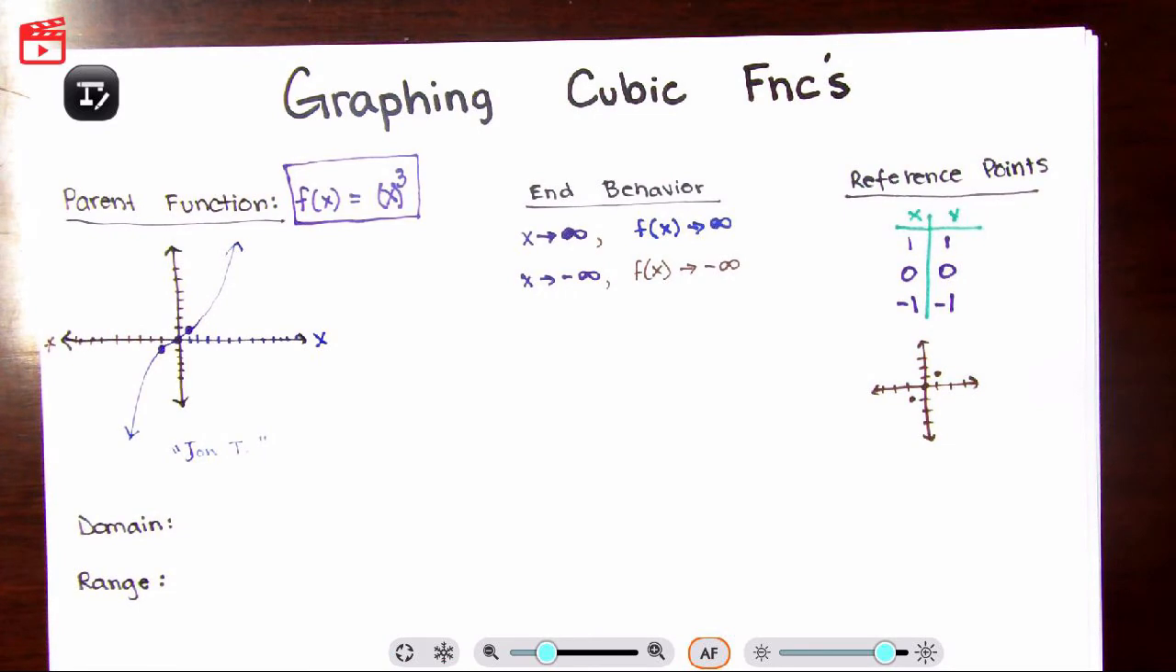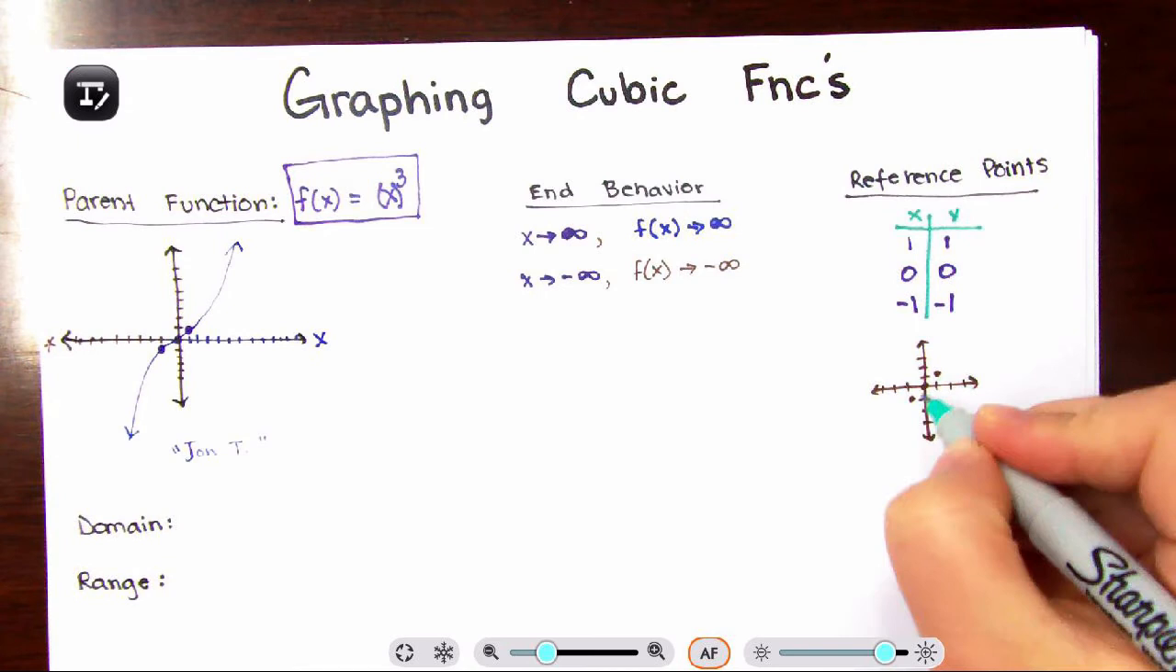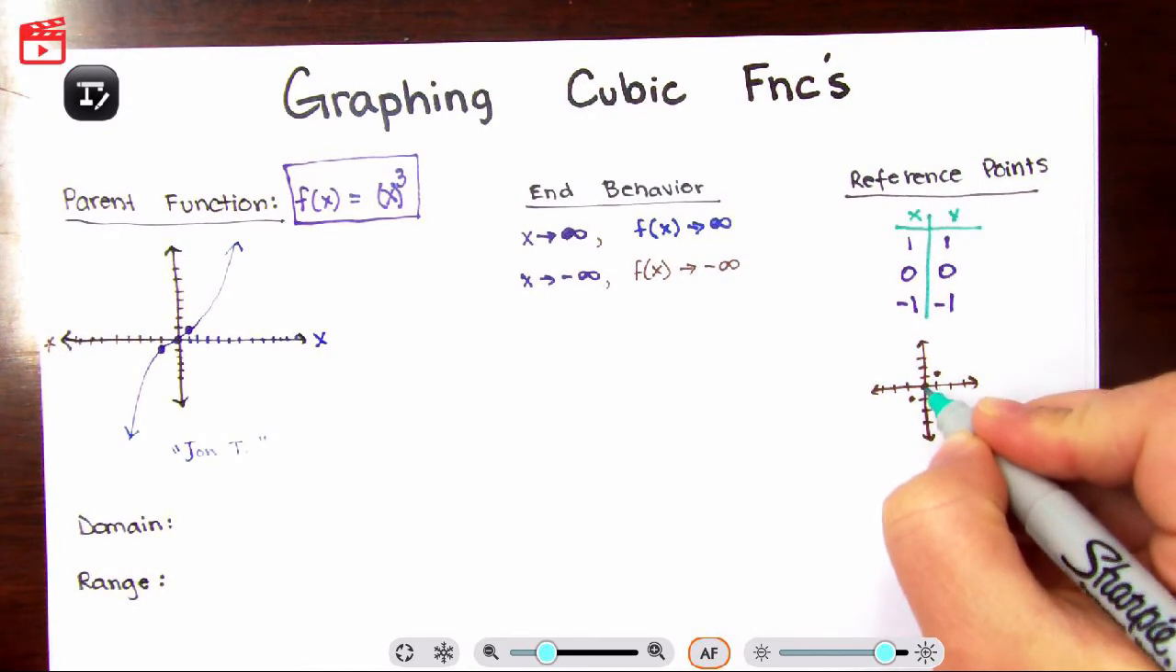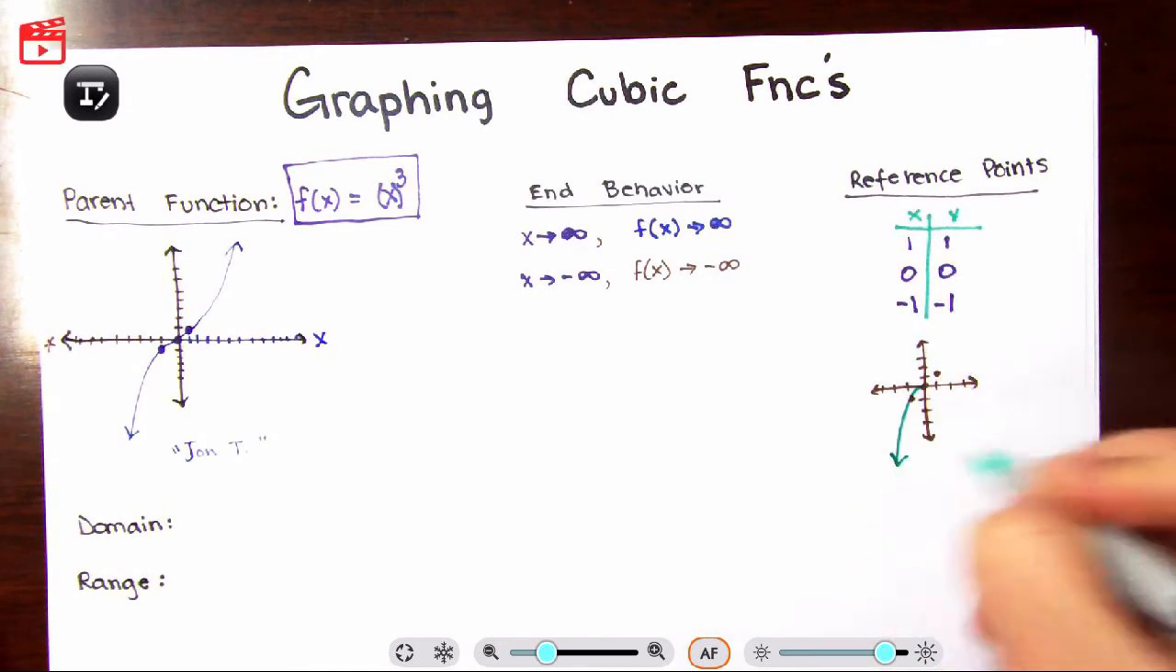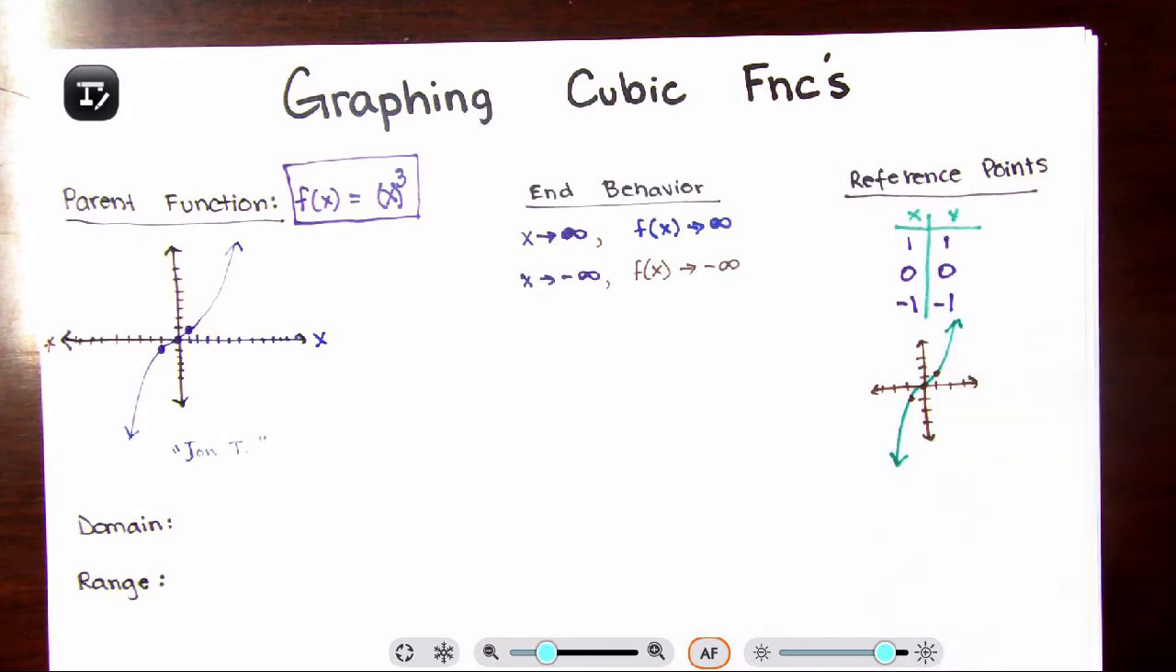So let me go ahead and connect my reference points, or my pretty points. And remember, when you're doing this, you're going to go from the vertex or the middle point, go down, and then you're going to curve up. Make sure that you know that this is how a cubic function looks.